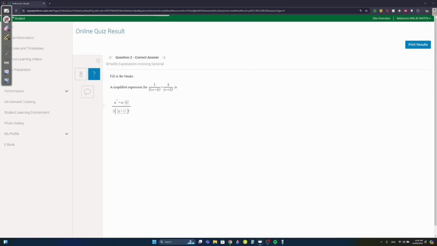Question 2. Simplify the expression. This one is a bit tricky. But really, once you get this, very easy. So I'm going to write it up here. 1 over 3 n minus 1 factorial minus 2 over n plus 1 factorial. Obviously we're subtracting two fractions. So what do we need to do? We need to have the same denominator.